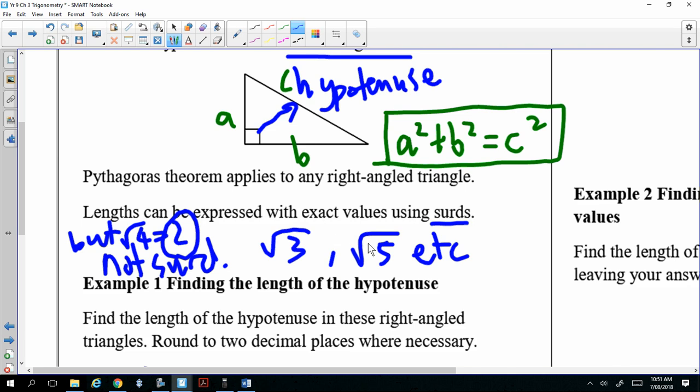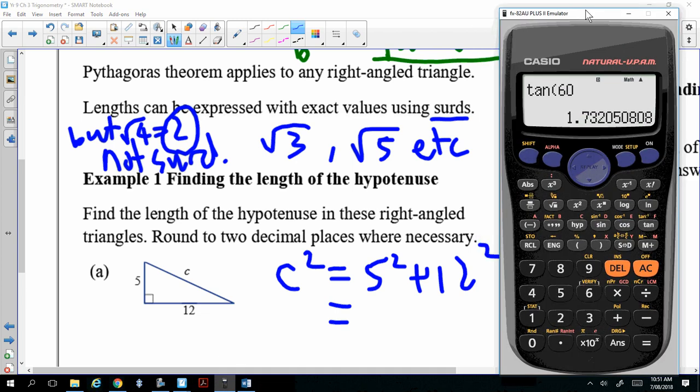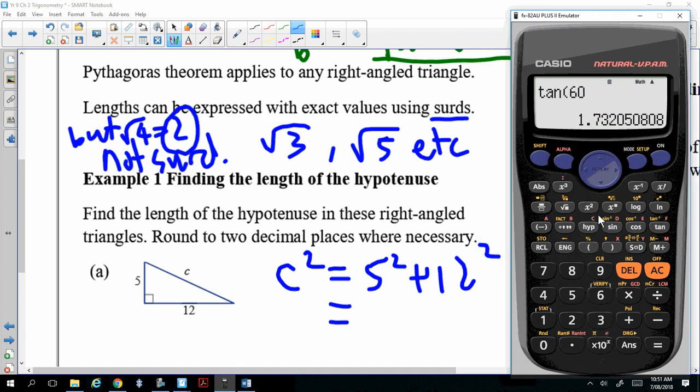Let's find the length of the hypotenuse. We'll look at the first example. How do I do the first one? Start with C squared equals 5 squared plus 12 squared. Use your calculator. So have your calculator ready. If you need to borrow one, come to the front. I've got plenty in the drawer.